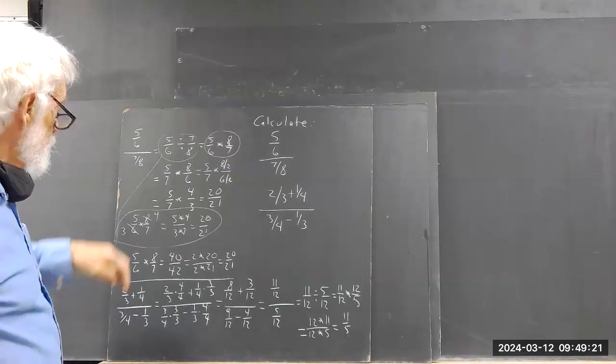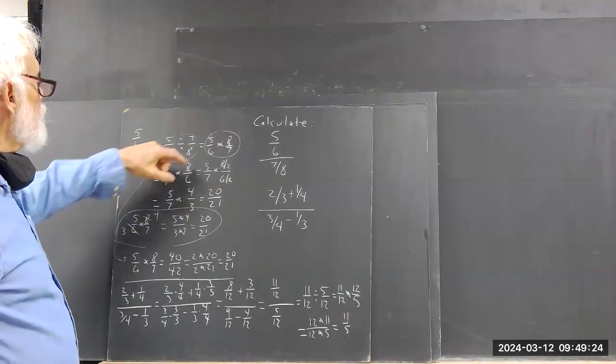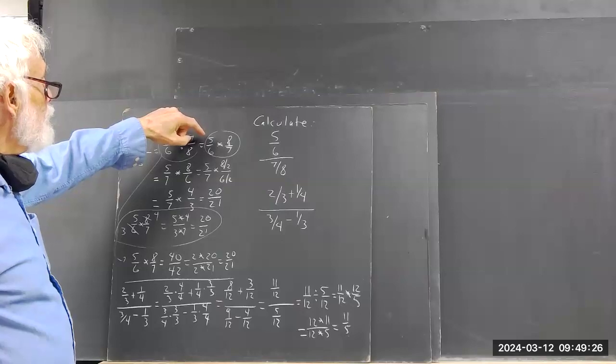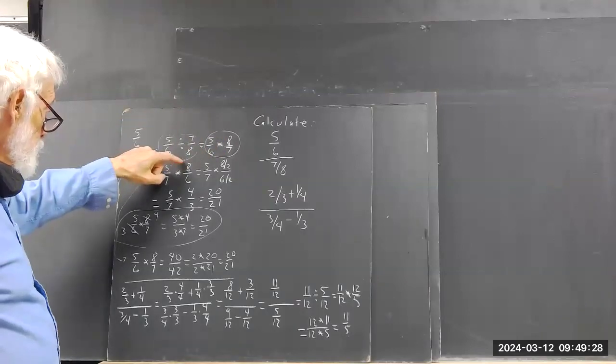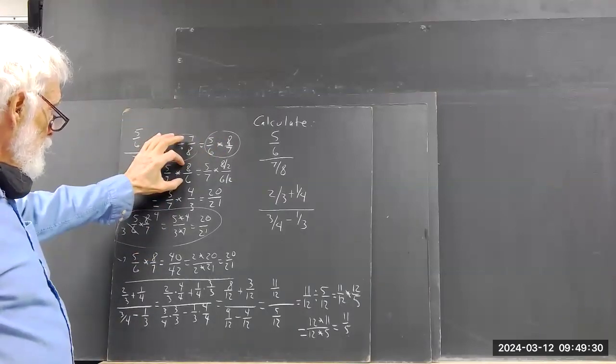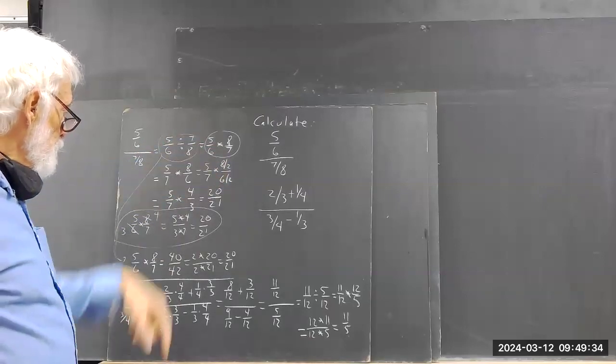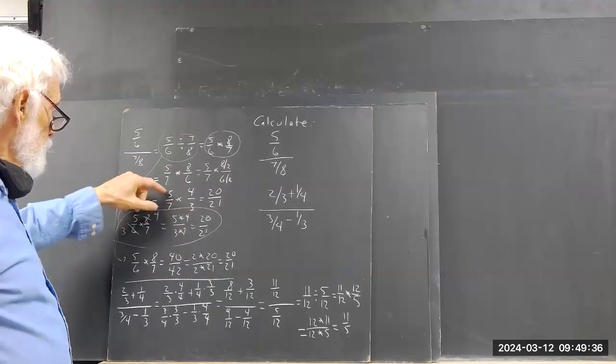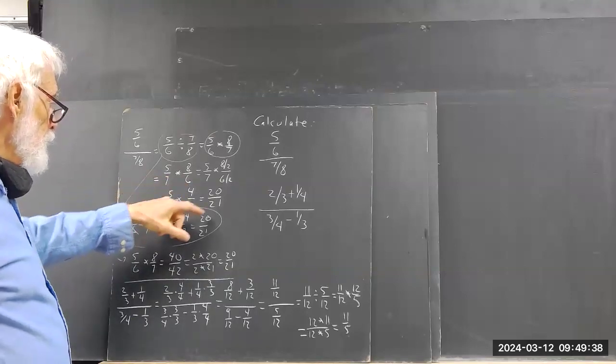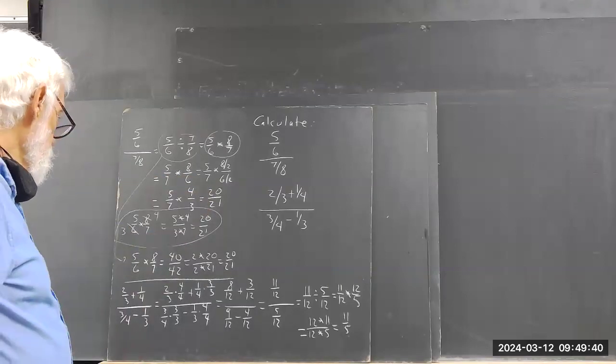Okay, well, we could write this as 5 over 7 times 8 over 6. And we see that 8 and 6 are both divisible by 2. So we divide the 8 and the 6 by 2 and we get 4/3. So we have 5/7 times 4/3, and that's 20 over 21.